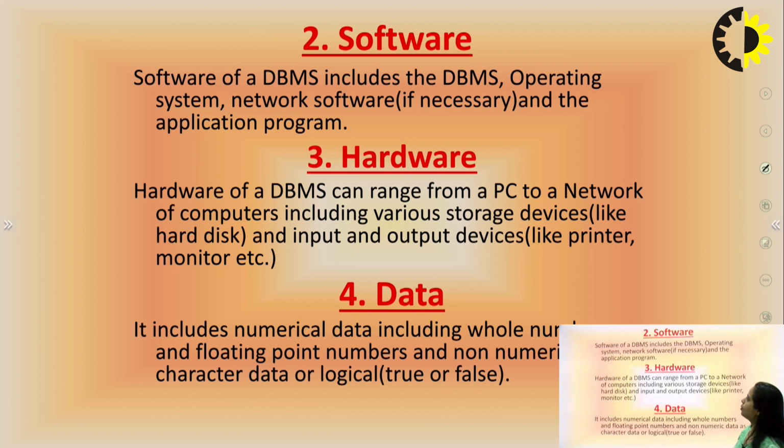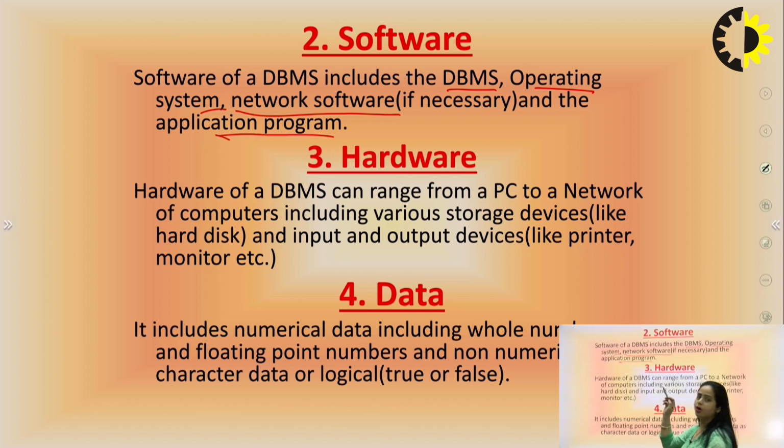Next component is your software. Software of DBMS may include DBMS, database management system, which is a software or set of tools. Next is your operating system. Next is your network software if necessary, and the application programs come under the software component. Next, hardware. Hardware of DBMS may range from a PC to a network of computers, including various storage devices like hard disk, input-output devices like monitors and printers. Next, data. We already discussed data. Any raw fact and figure is known as data. It includes numerical data, including whole numbers or floating point numbers, and non-numeric data such as character data and logic data.